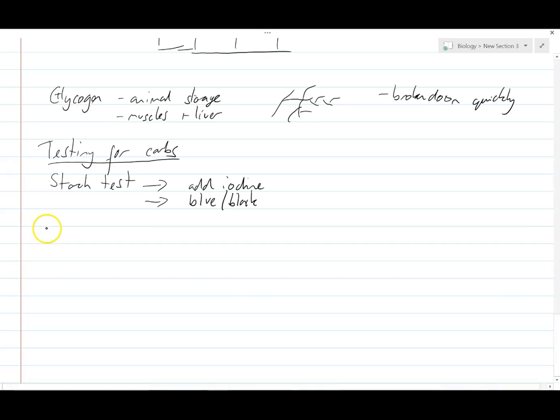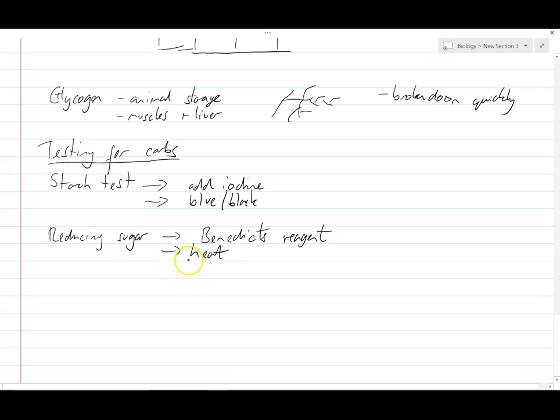The second test is for reducing sugars. Reducing sugar would be something like glucose, something like fructose. Pretty much all monosaccharides and most disaccharides are reducing sugars because they reduce ions such as copper. So copper ions are put into the mix in the form of something called the Benedict's reagent. It's a blue solution. So you add Benedict's reagent and then you heat.